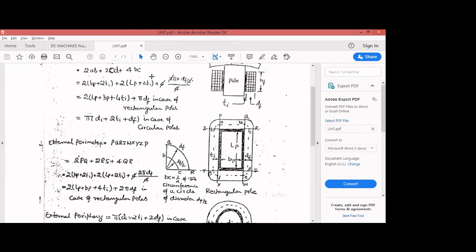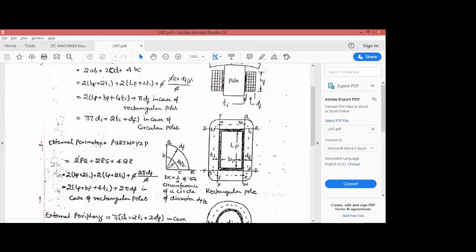So BC is pi d by 4. Pi d can be written as 2 pi r by 4. Here r is what? If this is the depth df, this is the depth of the field winding, and the length of mean turn is exactly at the center. So this r will become df by 2.